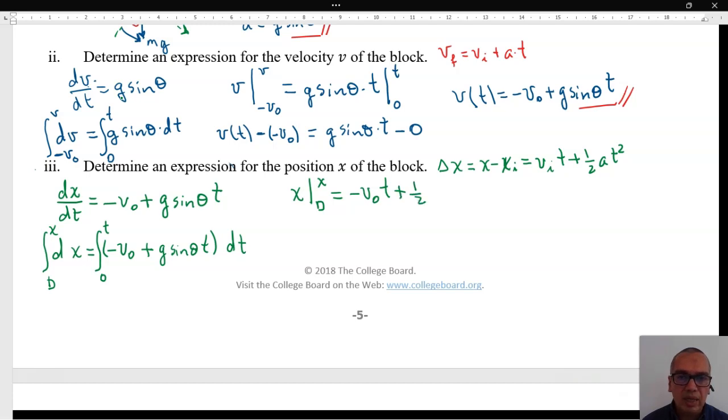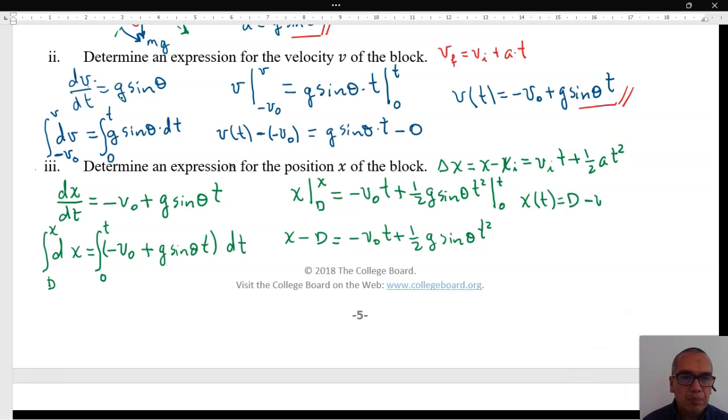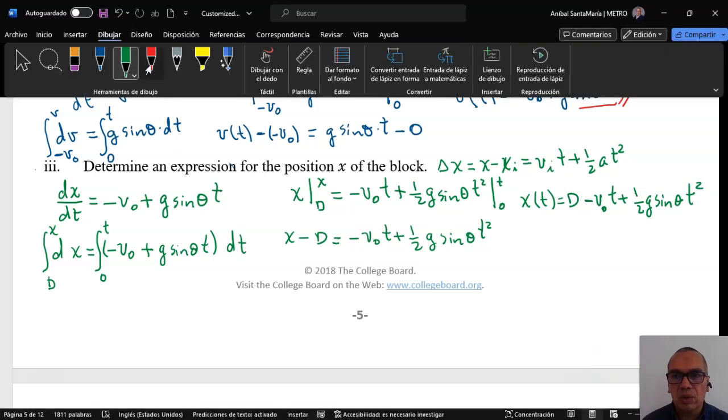So this is 1/2 g sine of theta t squared, evaluated from 0 to t. So this is x minus d is equal to negative v naught t plus 1/2 g sine of theta t squared. If you solve this as a function of time, then the position in terms of the time is given as the initial position plus initial velocity times time plus 1/2 of the acceleration times time squared. And that is the expression that we were looking for.